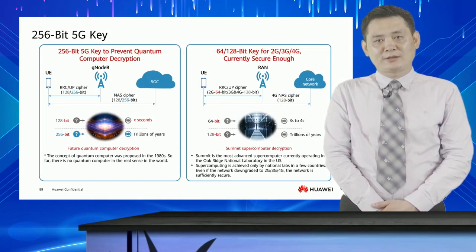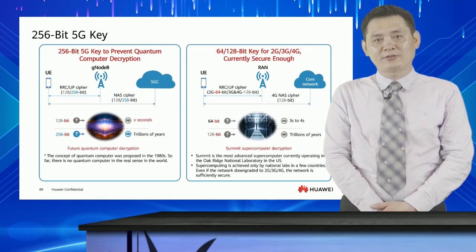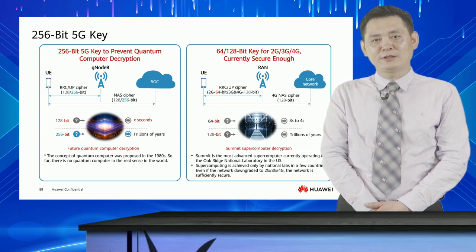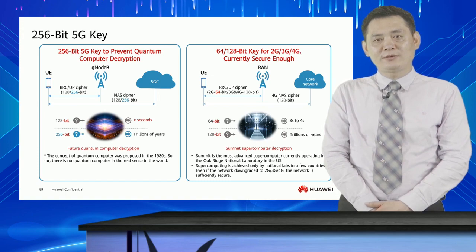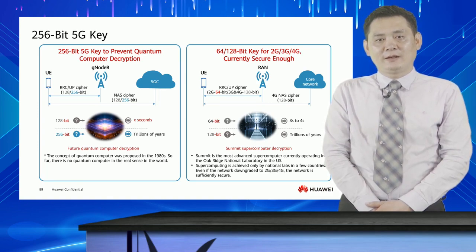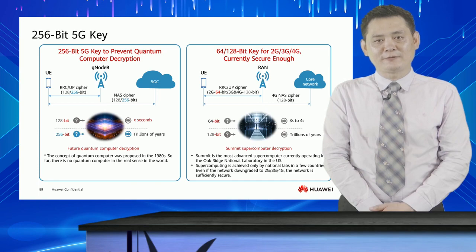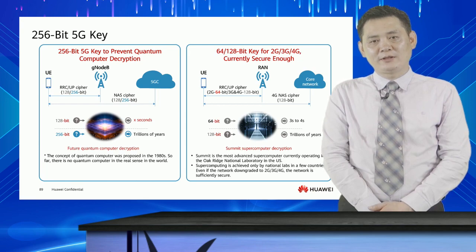The third security technology used on the air interface is the 256-bit encryption key. Before learning about the 256-bit encryption key, let's take a look at the 2G, 3G, and 4G networks. On 2G, 3G, and 4G networks, data is also encrypted before being transmitted over the air interface. However, their encryption keys are 64 or 128 bits long. Currently, 64 bits are not secure enough. A 64-bit key can be cracked by a supercomputer within 3 to 4 seconds.